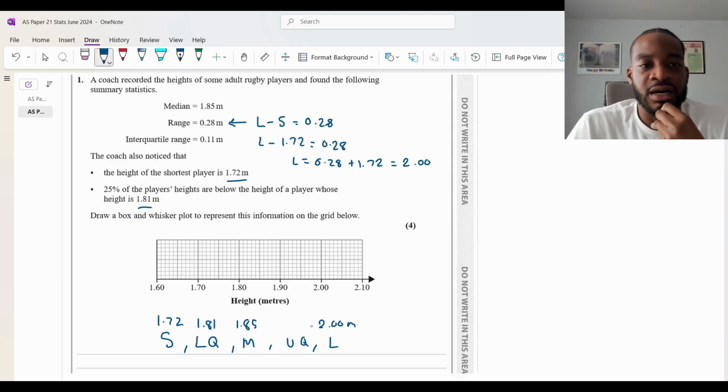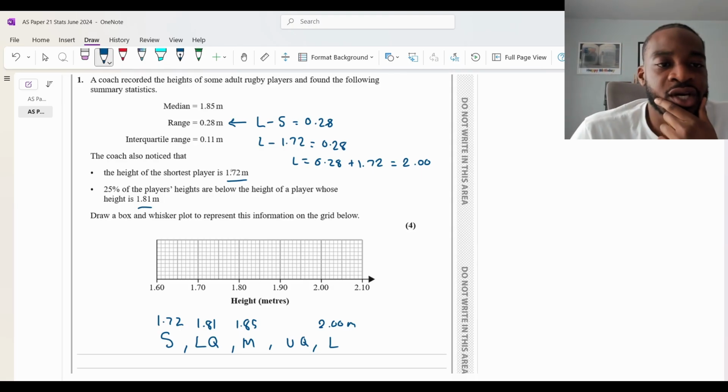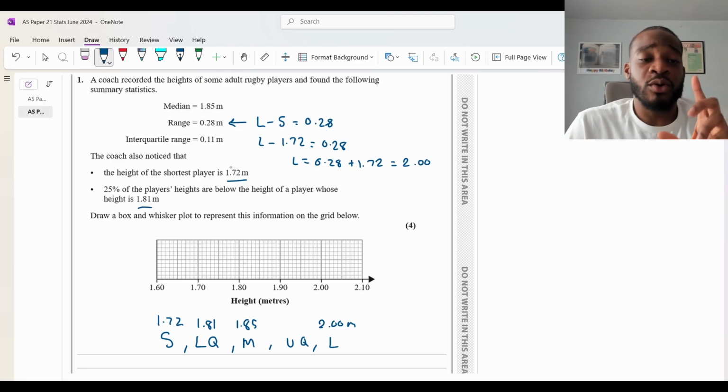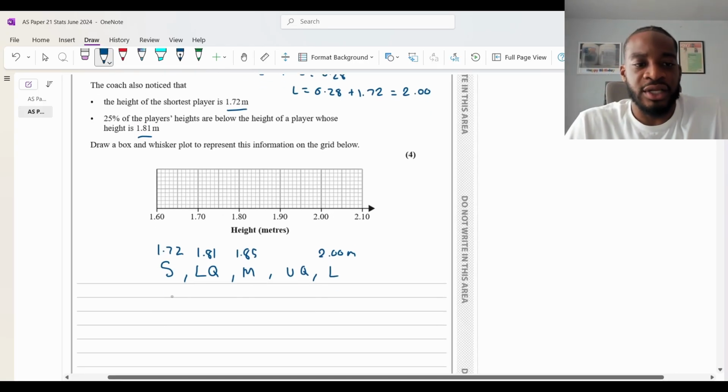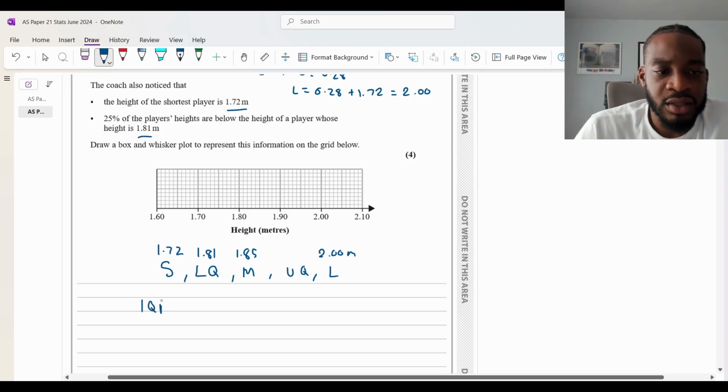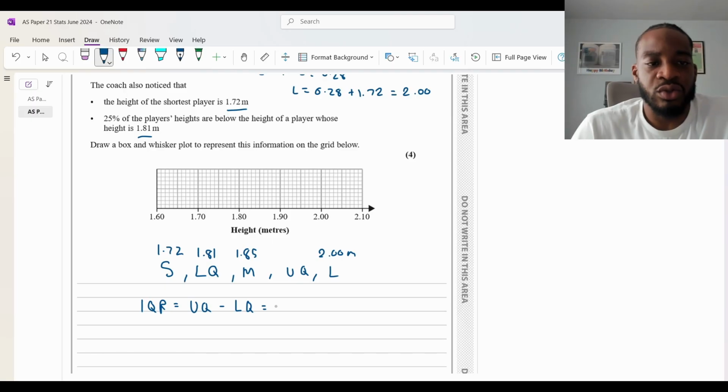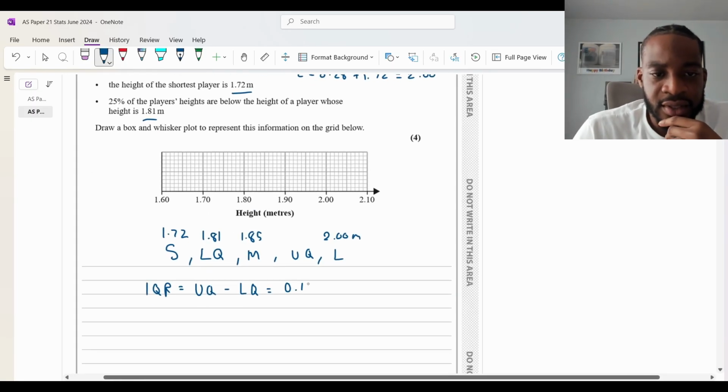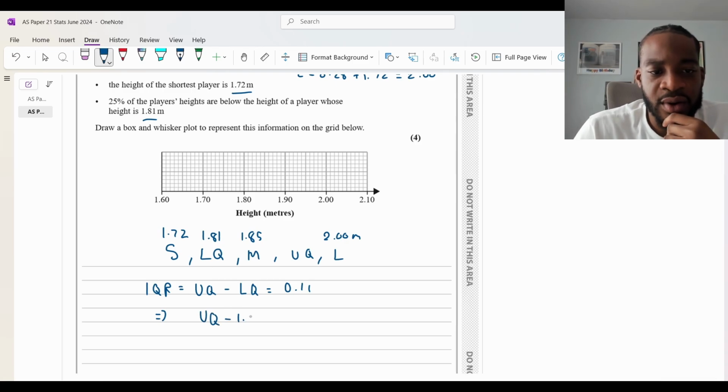Now the upper quartile. Again, we can just use the interquartile range information, because the upper quartile minus the lower quartile is the interquartile range. So I'll do it here actually. The IQR is equal to the upper quartile minus the lower quartile, and this is equal to 0.11. So with that being said, I've got the UQ minus the lower quartile, which is 1.81, must equal 0.11. Therefore, the upper quartile is going to be 0.11 plus 1.81, which is 1.92. So that goes there.